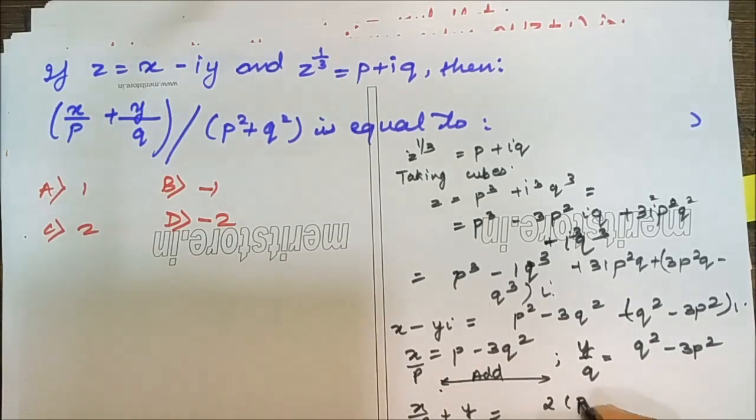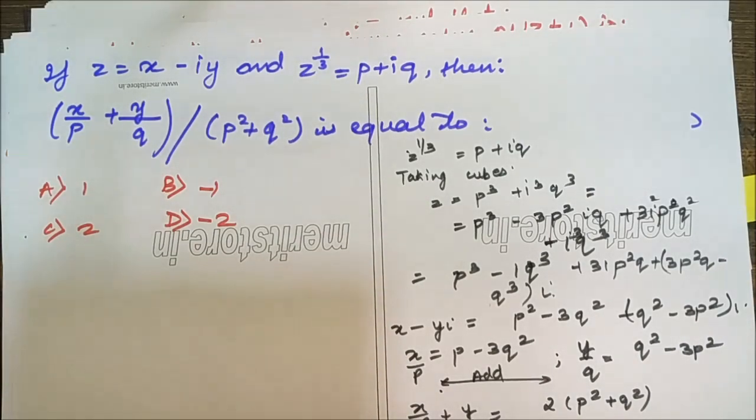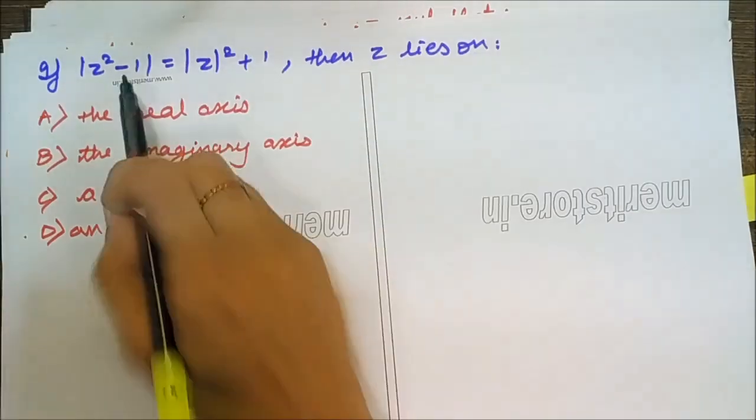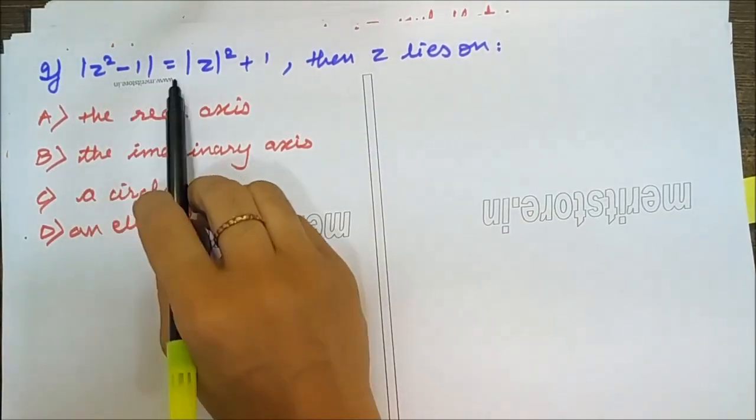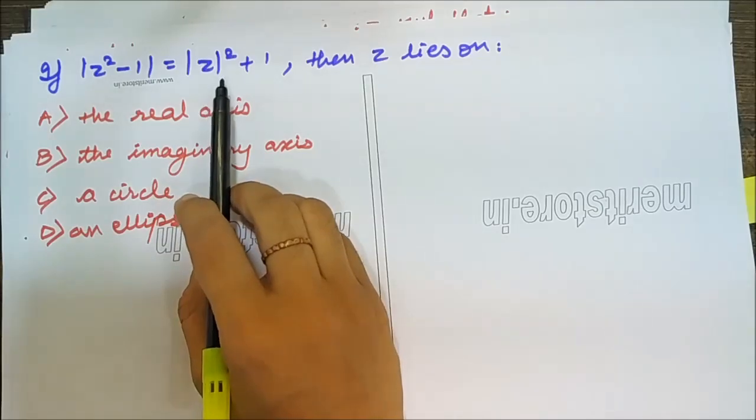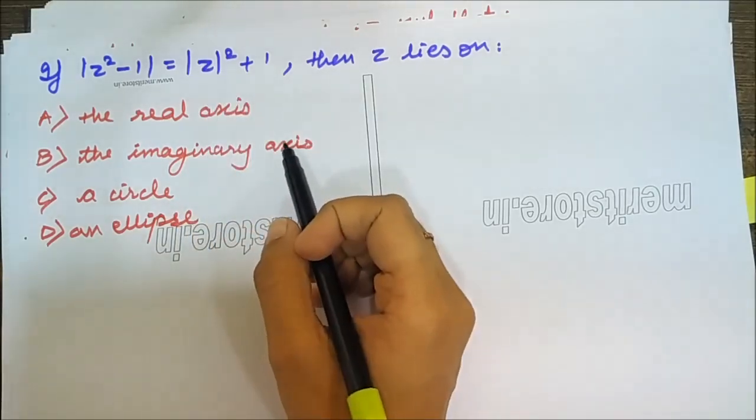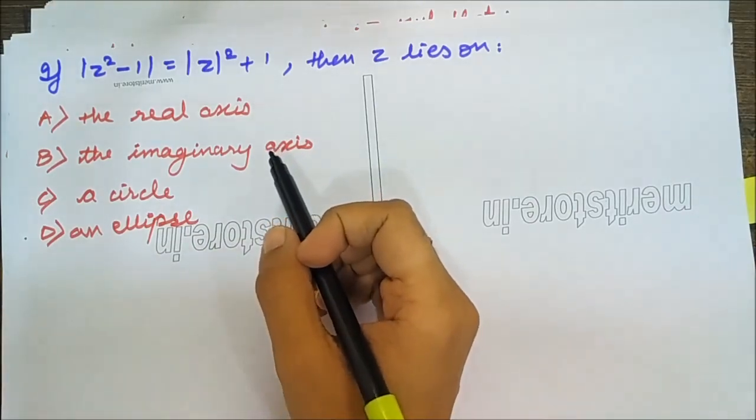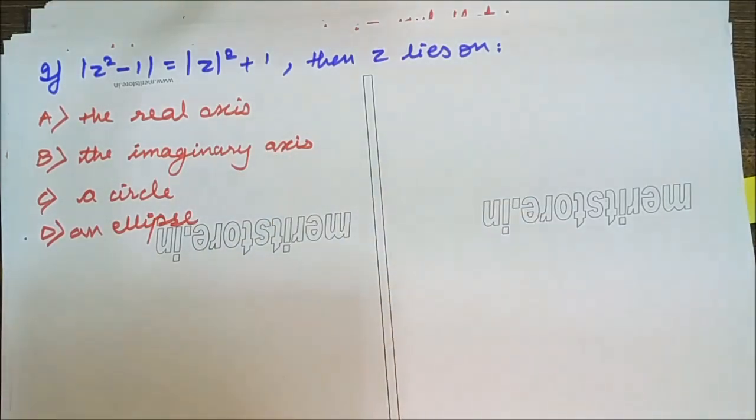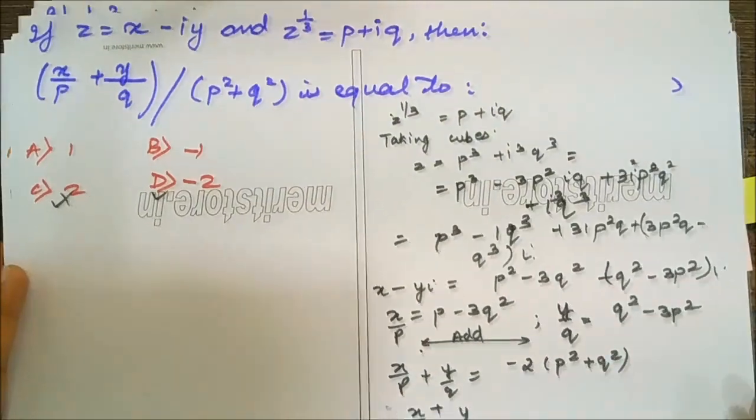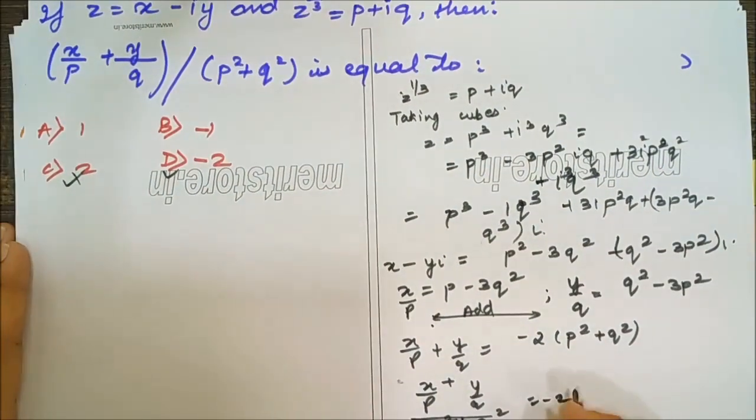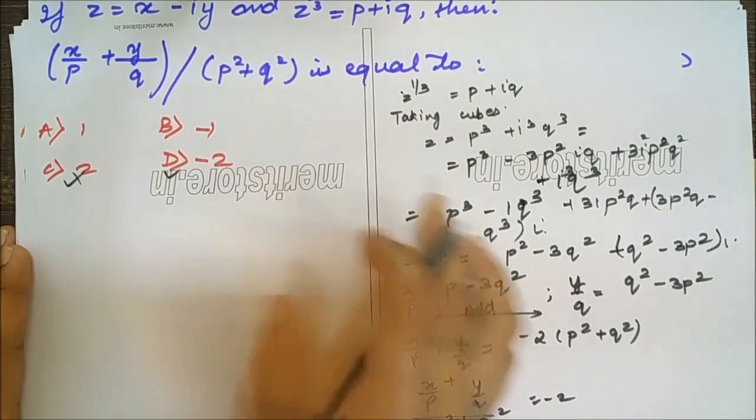2 upon p square plus q square. When this 2 goes down, the value is equal to 2. If modulus of z square minus 1 is equal to modulus z the whole square plus 1, then z lies on which axis? So here it is minus 2, your answer is minus 2, so your option is D.